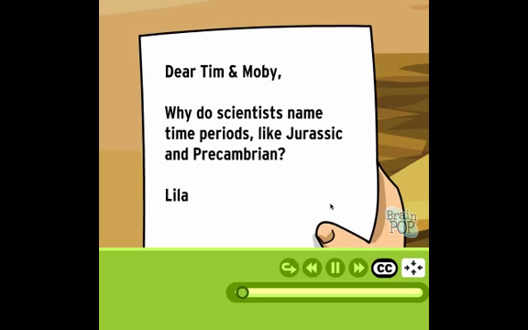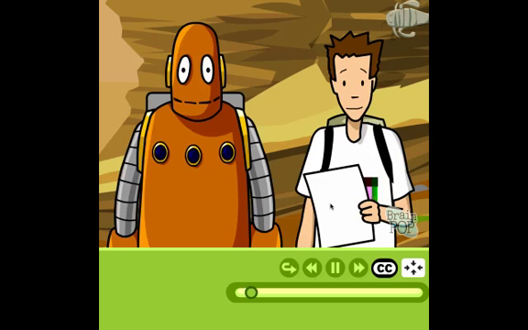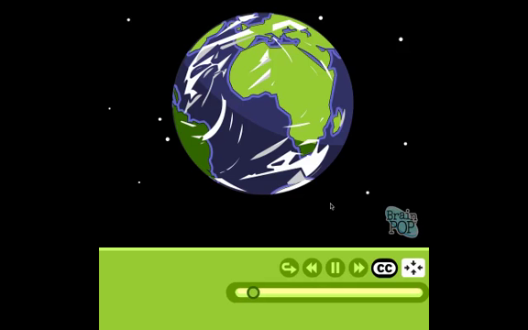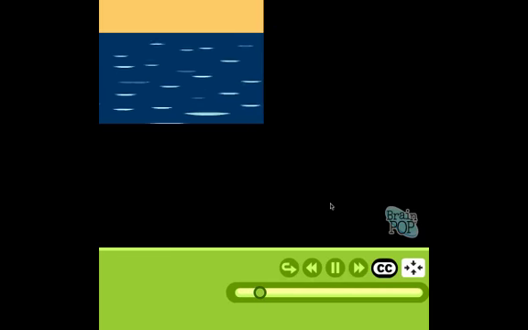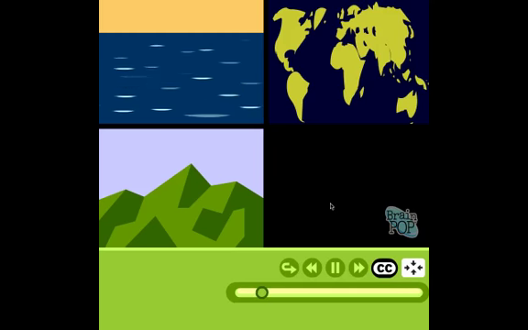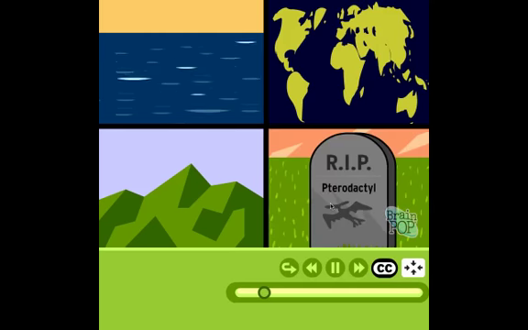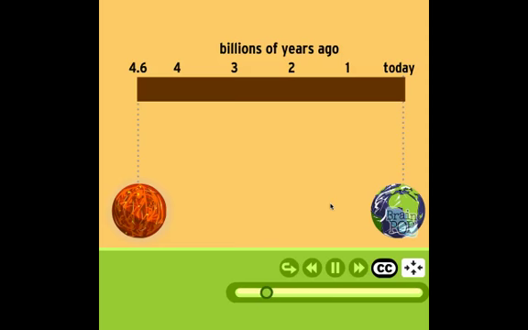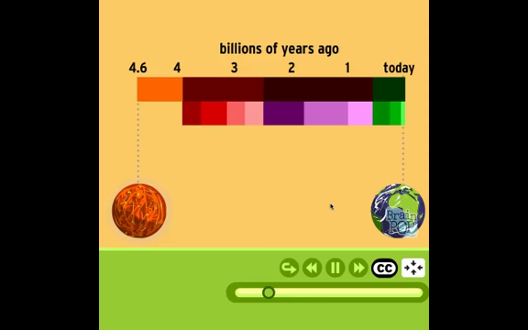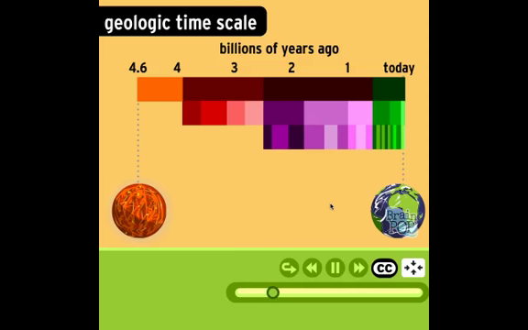Dear Tim and Moby, why do scientists name time periods like Jurassic and Precambrian? From Lila. Well, kind of to keep track of things. The planet Earth is extremely old, about 4.6 billion years. Lots of changes have happened over that time. The oceans have formed, continents have moved, mountains have risen, animals have evolved and gone extinct. To organize major changes, scientists have broken the Earth's timeline into sections lasting millions of years. This is called the geologic timescale.